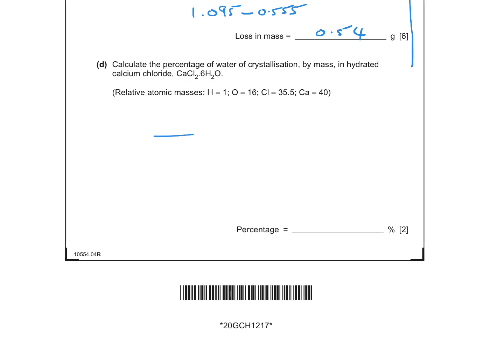Okay, percentage of water for crystallization. Well, we've already worked out the RFM of this hydrated salt is 219. We then need to work out the mass of the water. Well, we've got 6 waters. That's 6 18s. That's 108. So we just divide the 108, which is the total mass of the water, by the total mass of the hydrated salt, which is 219. So for percentage, we multiply that by 100, and that is 49.3%.